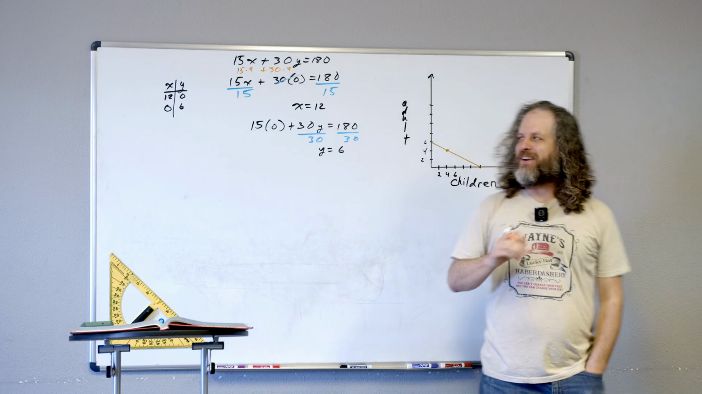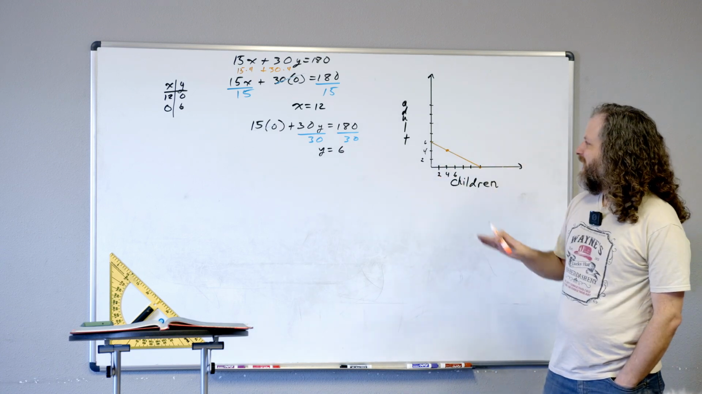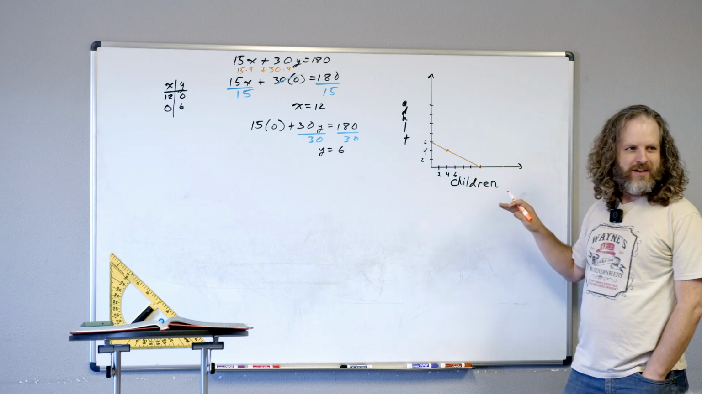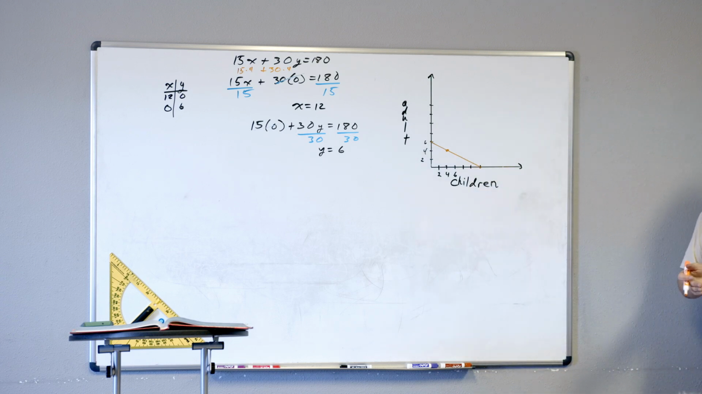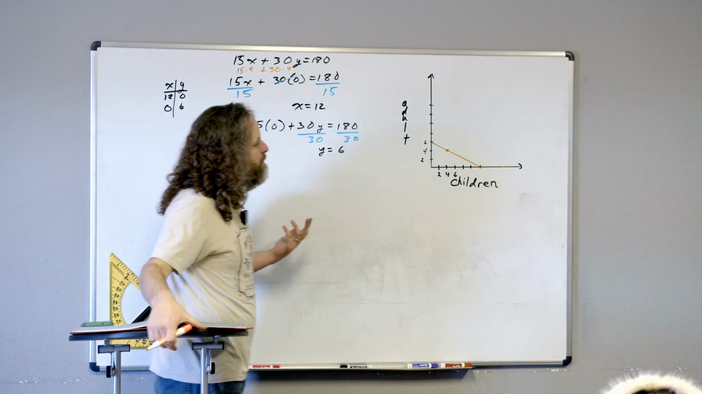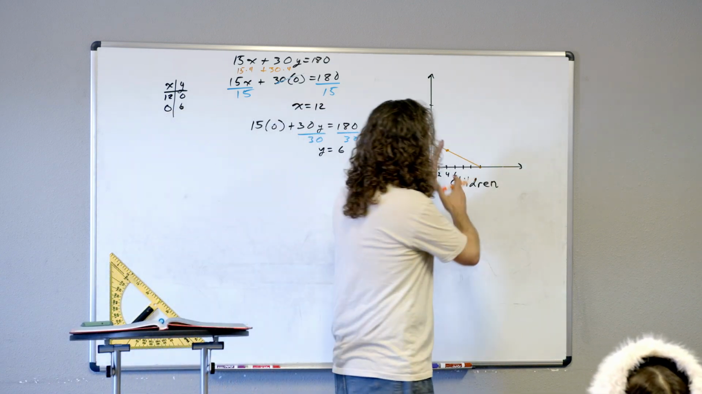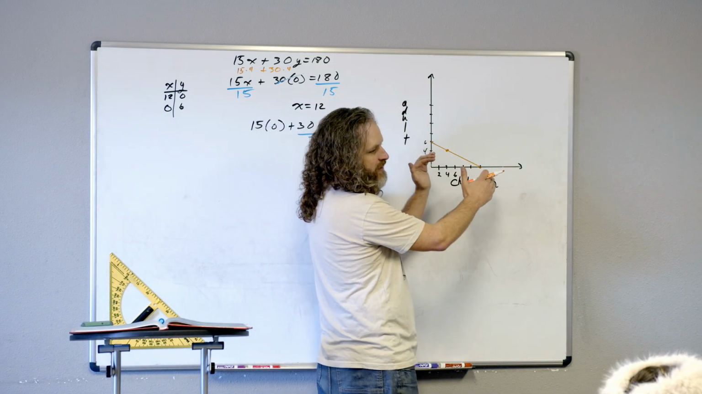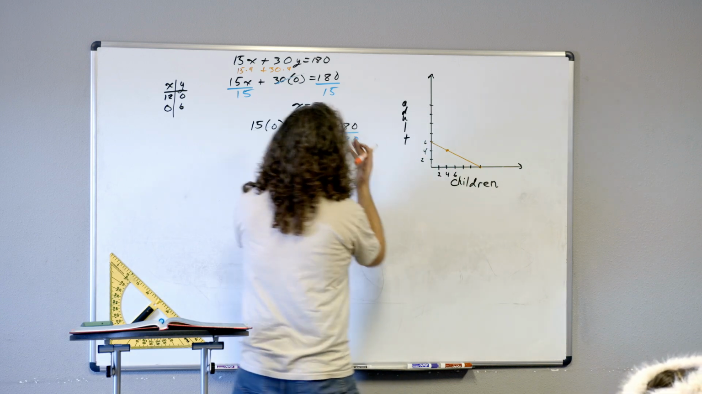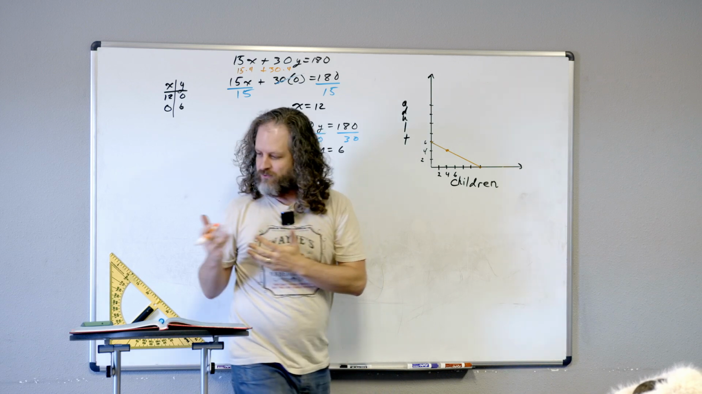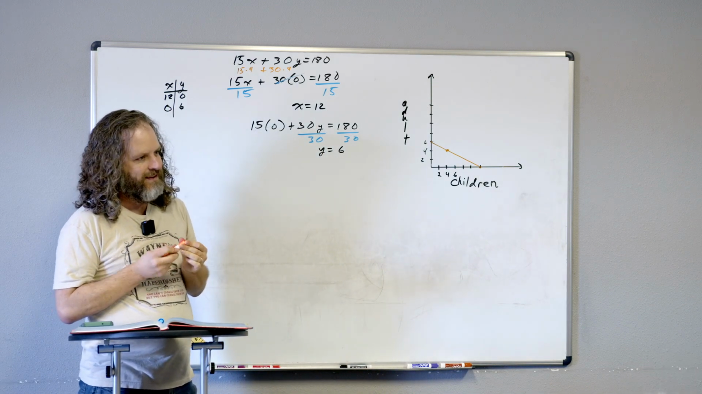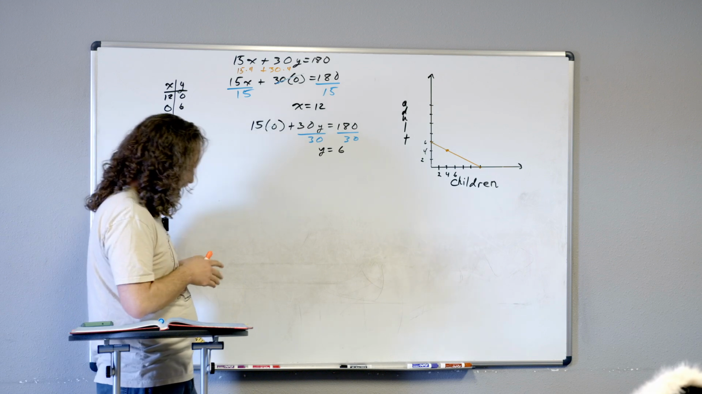So you can take 4 kids and 4 adults, right? Anywhere along this line, in any combination, you're going to spend $180. That's what this line represents. It represents the different combinations that you can have where you're going to spend $180 at this rodeo, right? That's what the orange line represents. Yeah, we won't do half kids, right?